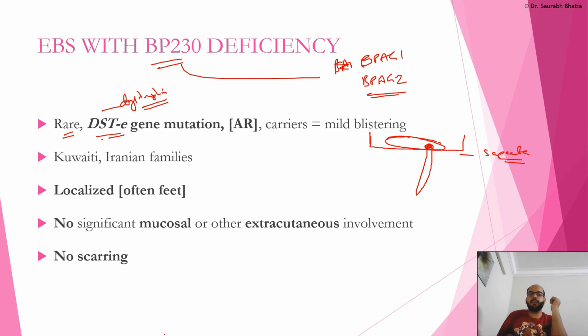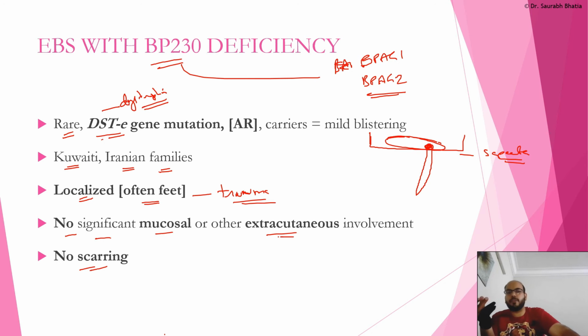This type of mutation is reported in Kuwaiti or Iranian families. That leads to localized blistering, often on the feet, because you need trauma for a blister to occur. Traumatic blistering, so feet are most commonly involved. There is no significant mucosal or other extracutaneous involvement. There is no scarring. So it's a benign form. Since only the upper part is lost, the mucosal involvement is not severe. There is no scarring because the split is still superficial. It's not deep. Okay. And there is no extracutaneous involvement.